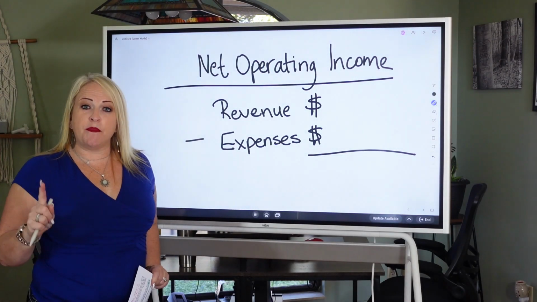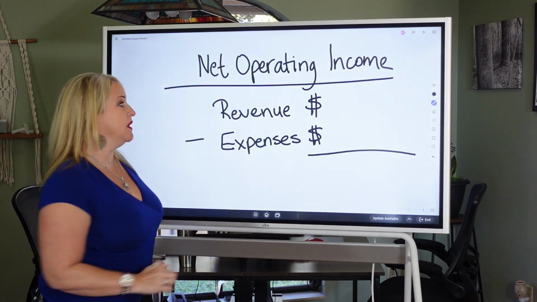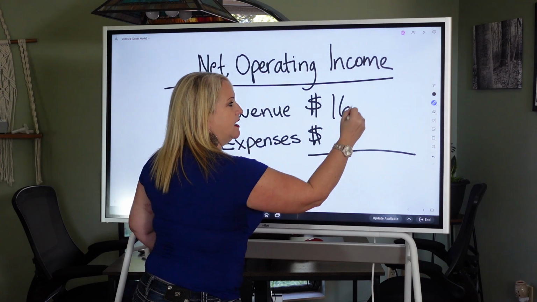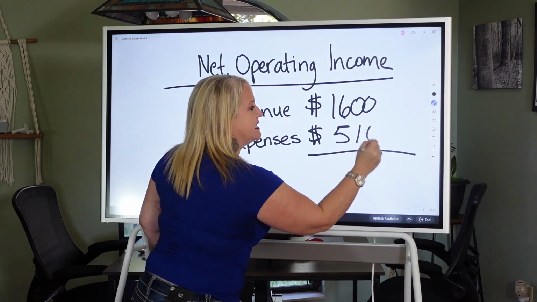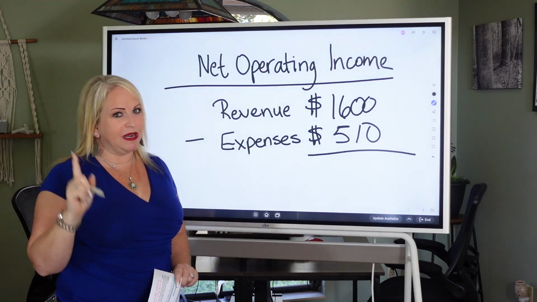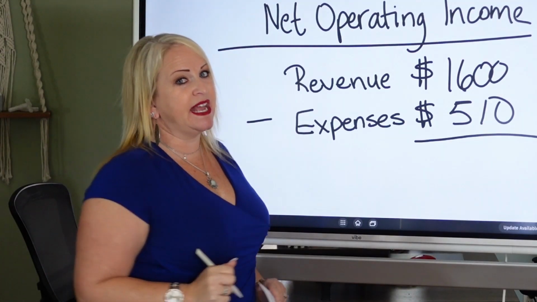Okay, so getting back to net operating income, we now have the 2 numbers that we need. Revenue, $1,600, minus expenses of $510. So how much is our net operating income now? It's $1,090.